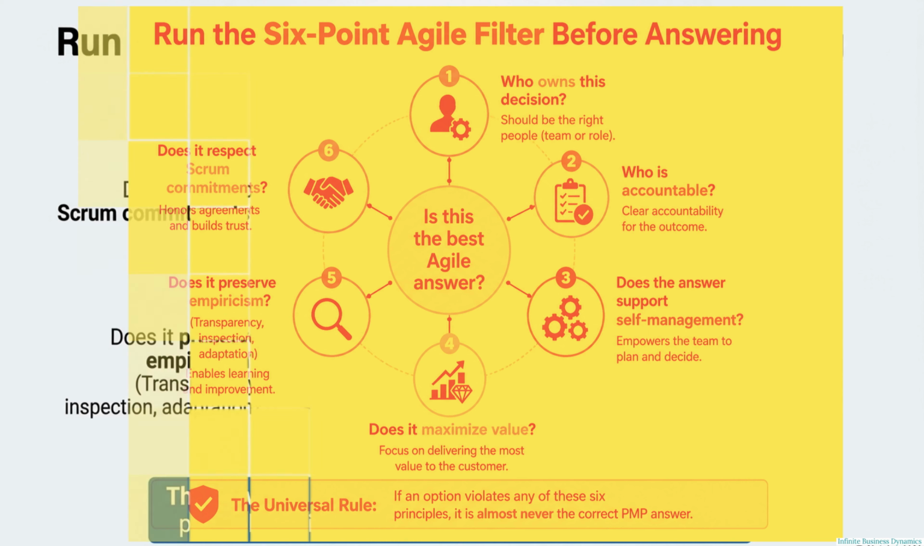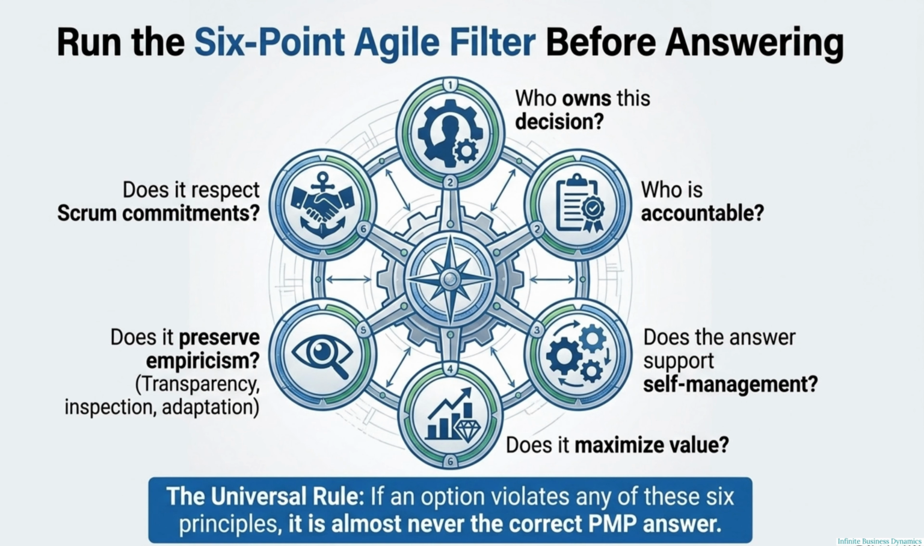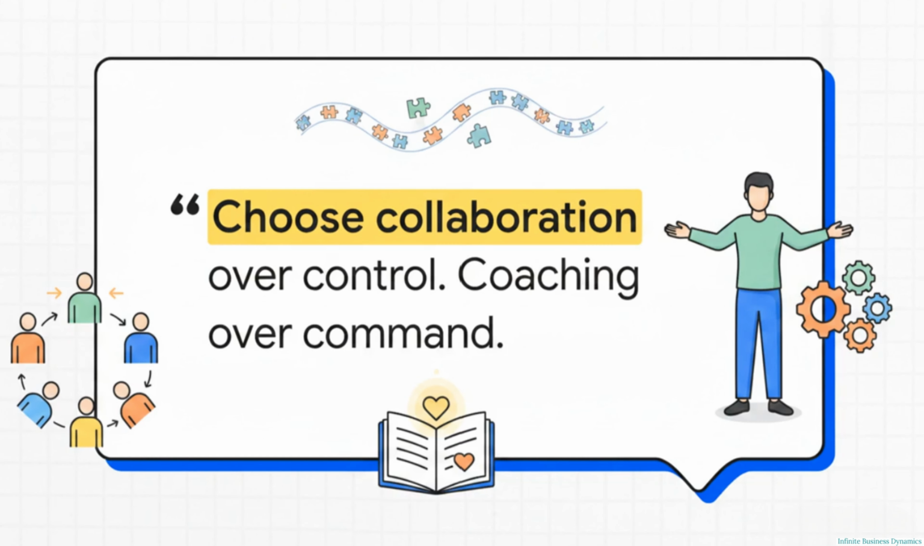Because ultimately, this entire filter, and really the whole PMP exam expectation, boils down to the 10th golden rule of PMI. Choose collaboration over control, coaching over command. Listen, this isn't just a catchy corporate slogan. It is the absolute bedrock attitude and the beating heart of the Agile mindset. Any exam option that violates this, maybe by inserting a manual intervention into an autonomous process or by showing a lack of trust in a team's self-management, is incorrect. Period.